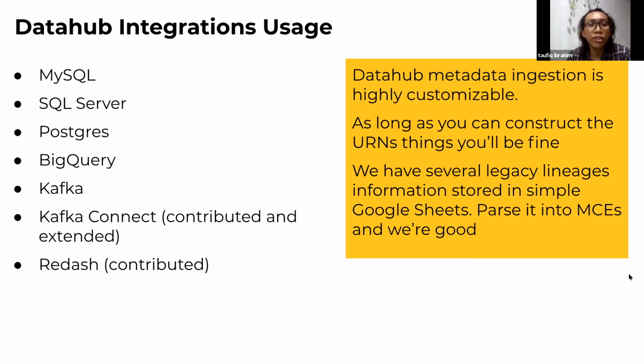So this is our DataHub integrations usage here at our Pintar group. We have databases, mostly RDBMSs like MySQL, SQL Server, Postgres. We also have BigQuery, Kafka, and there are two source integrations that we contributed, that is Kafka Connect and Redash. What we love about DataHub is it's actually highly customizable. The basic is, as long as you can construct the URL strings, then you'll be fine. Previously we had several legacy lineages stored in the Google Sheet, and we just parsed them into MCEs, and we have that lineage right in DataHub. Even if the source doesn't work as a plugin, we just push it directly to DataHub as MCEs.